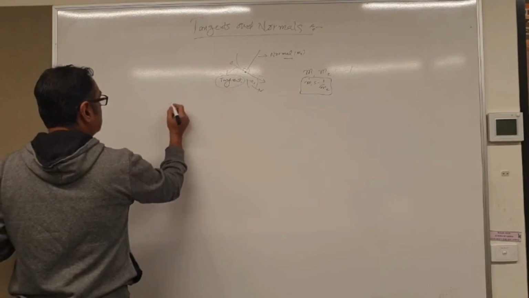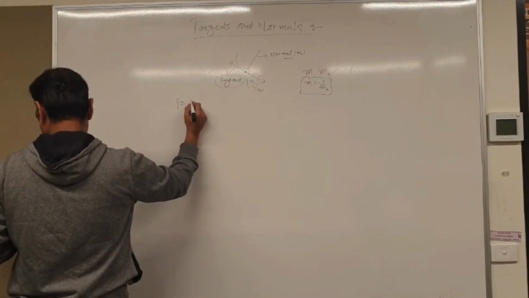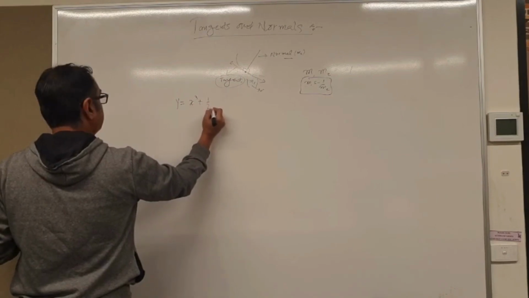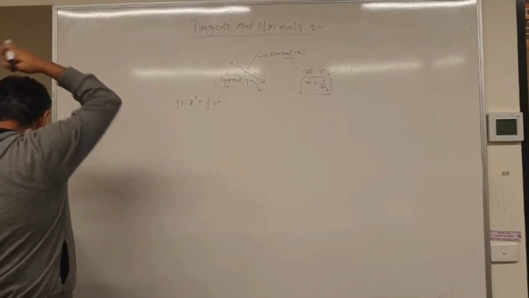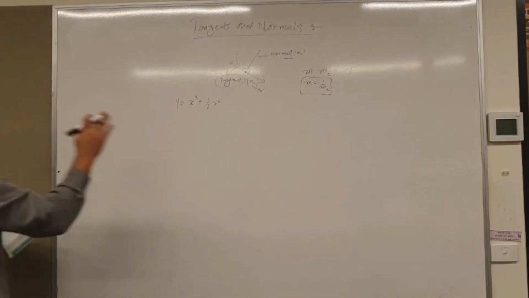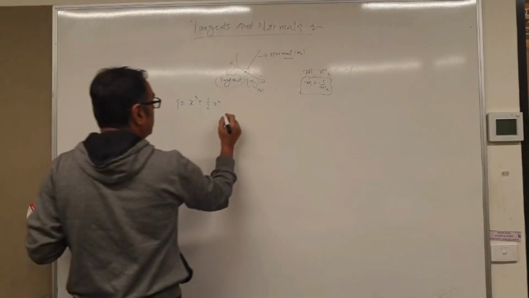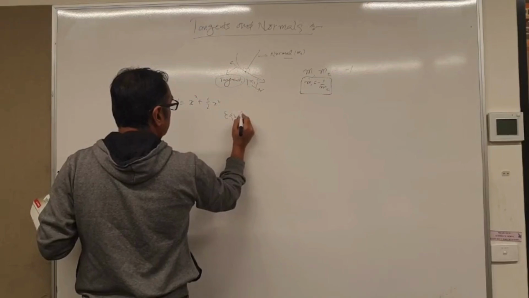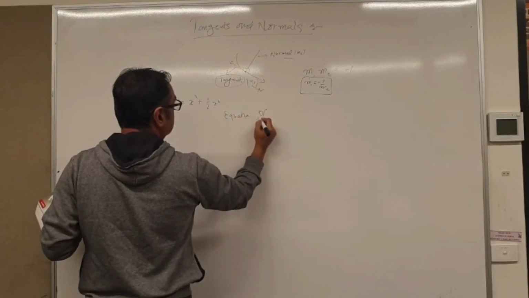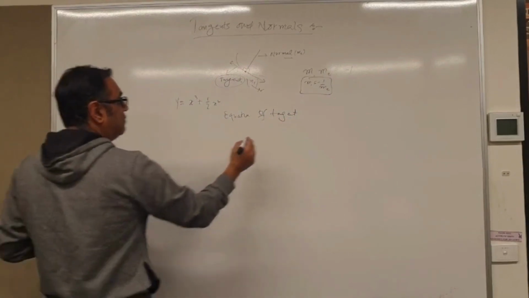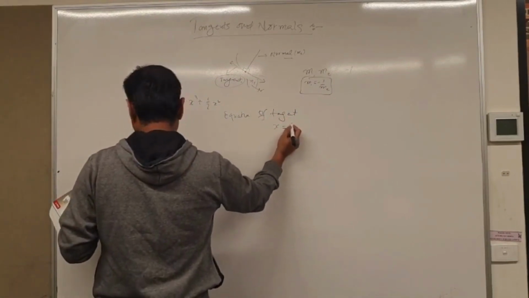So let's say I've got a curve y equals x cubed plus half x squared. So I have a cubic, and I am asked to find the equation of the tangent at the point x equals 1.